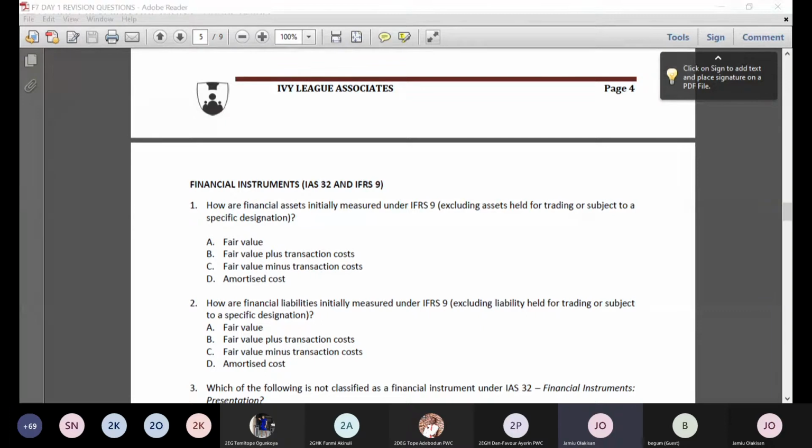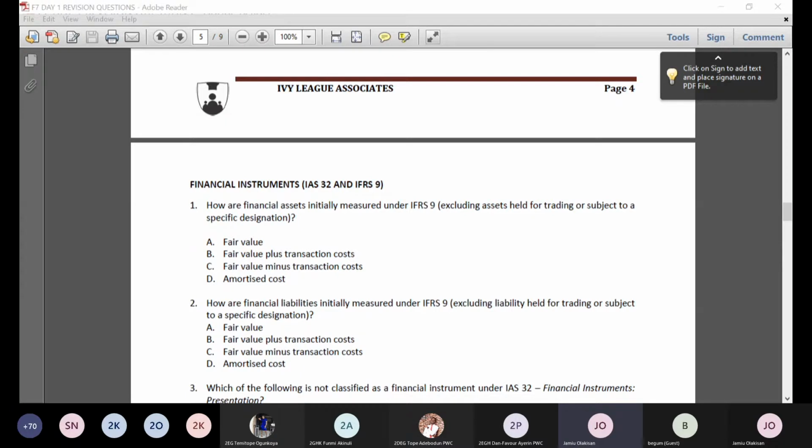If you move to IFRS 9, IFRS 9 deals with financial assets. It deals with financial liability. It does not deal with equity instrument in the books of the issuer. I will say that again. IFRS 9 does not deal with equity instrument in the books of the issuer. It only deals with equity instrument in the books of the holder.